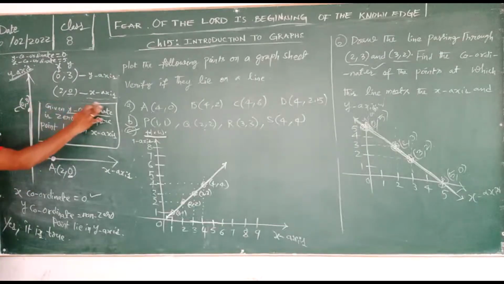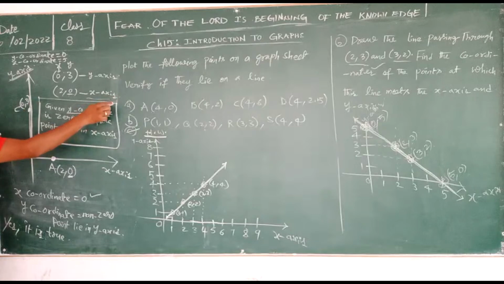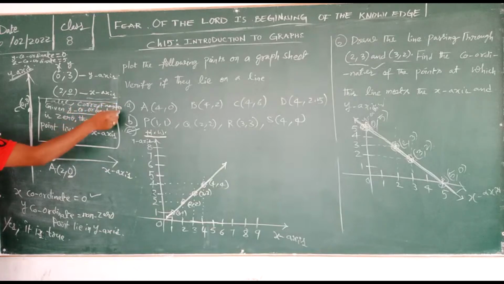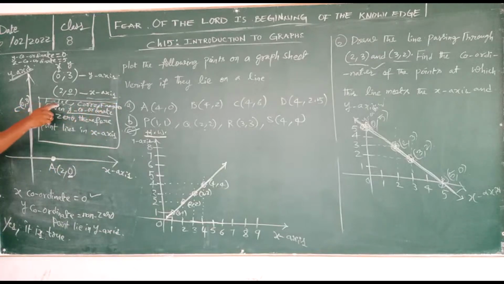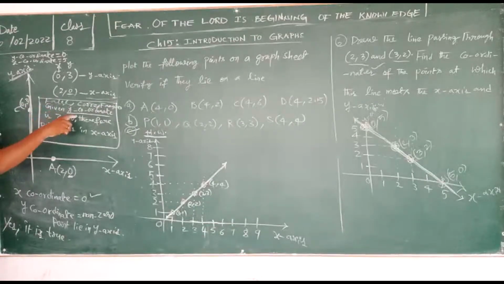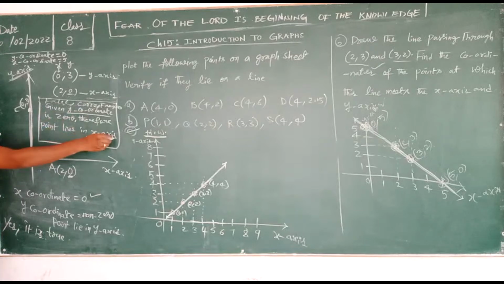So what you need to write, the first step, you need to write false. Then write correct answer is: given y coordinate is 0, therefore point lies in x axis.